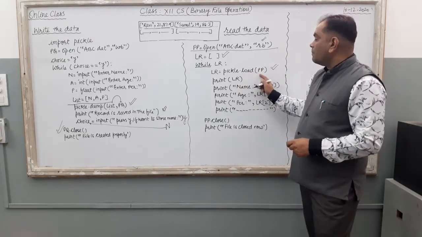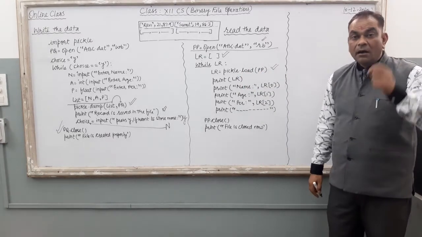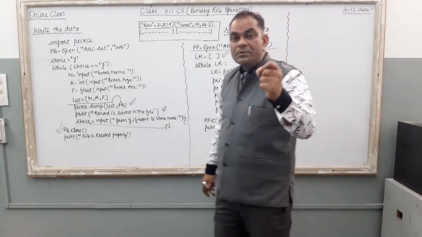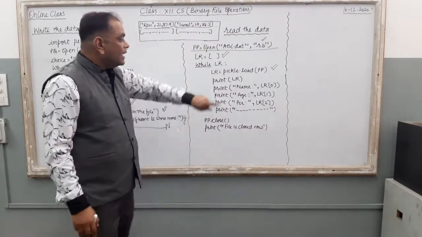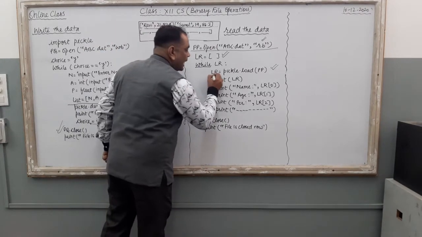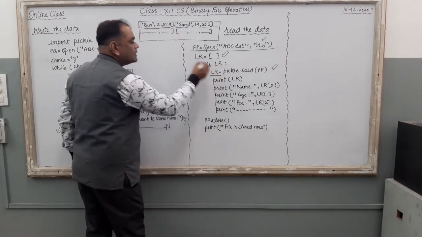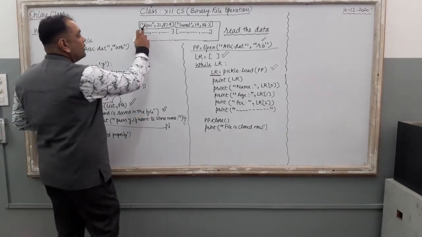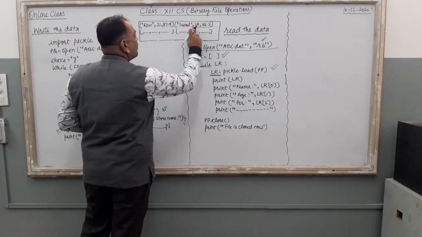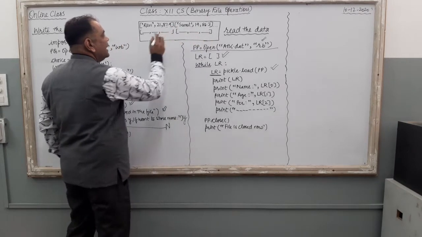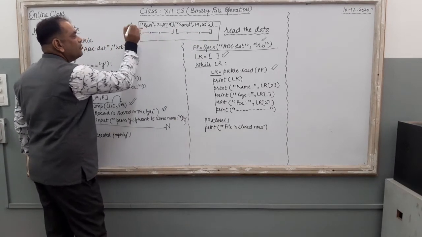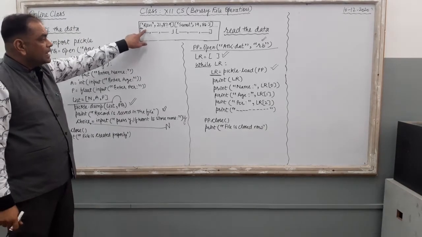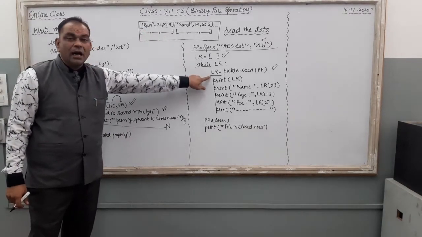So pickle.load(pp). Now what will happen? The computer is going to read the very first object of your file and store this object into the LR list variable. LR is a list variable. So what is happening? What is there in LR? When you start reading, or you open the file in read mode, the cursor is there at the beginning of the first object. Clear?